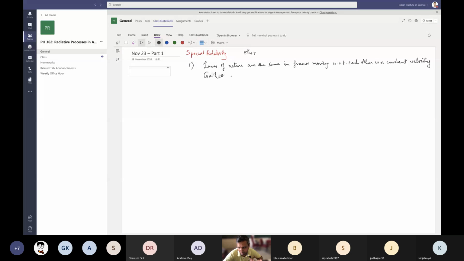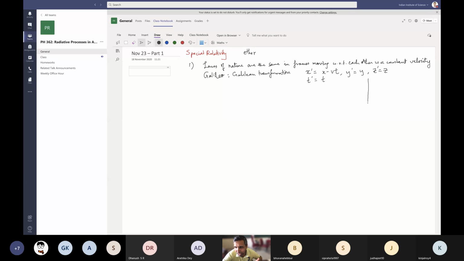Even Galileo appreciated this fact, and there are these Galilean transformations, which say that if you go from one frame to another, and these frames differ just by a constant velocity, the laws of motion have the same form. For example, x prime equals x minus vt, t prime equals t, y prime equals y, z prime equals z. These are the famous Galilean transformations.